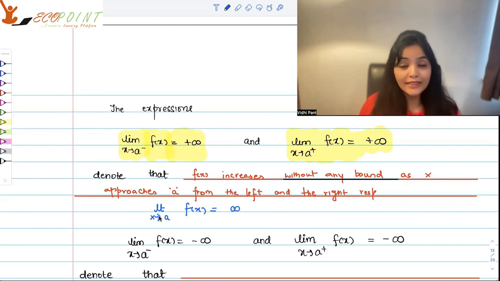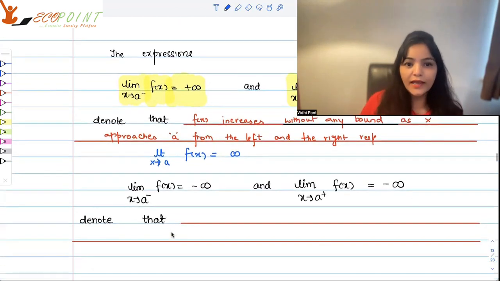Now mind you, this doesn't mean that the limit exists. Limit, in case it exists, it has to be unique, right? But also it has to be a finite number. This is infinity we are talking about, but the expressions could be written like this.